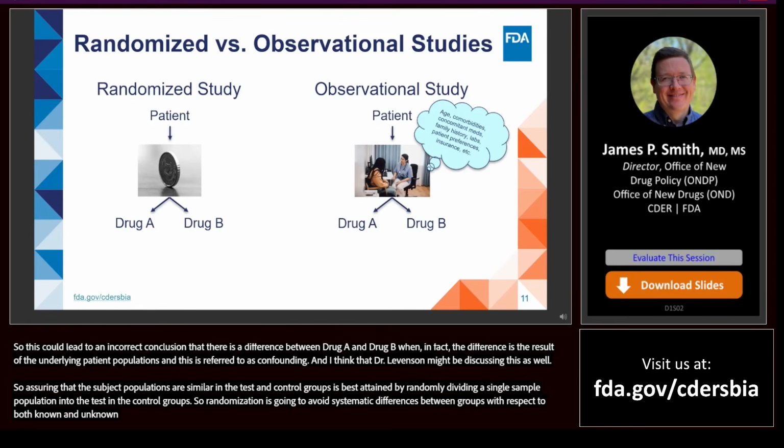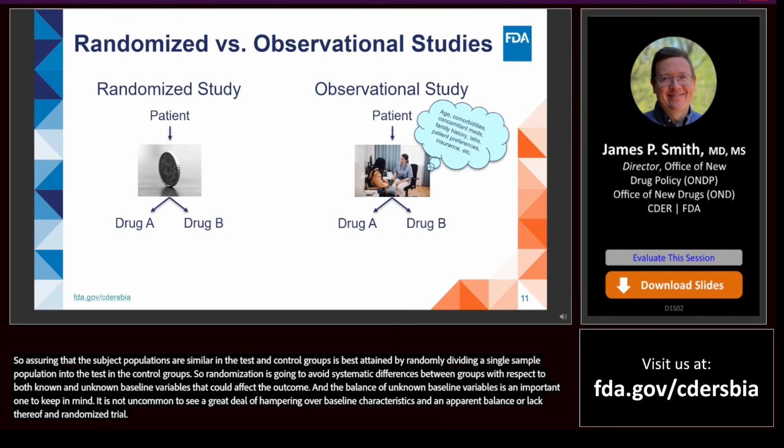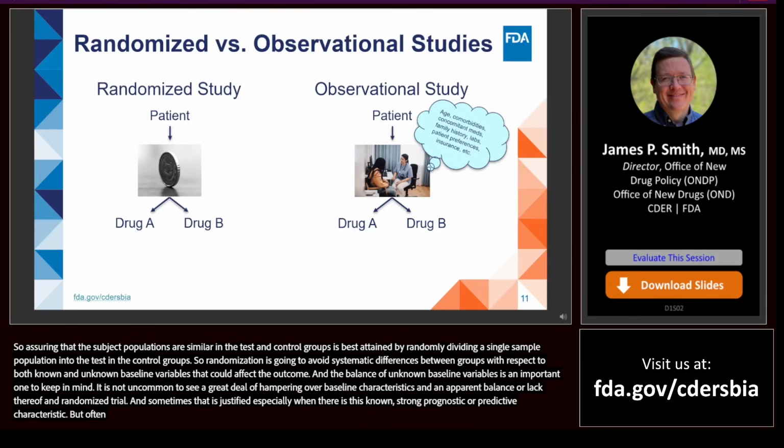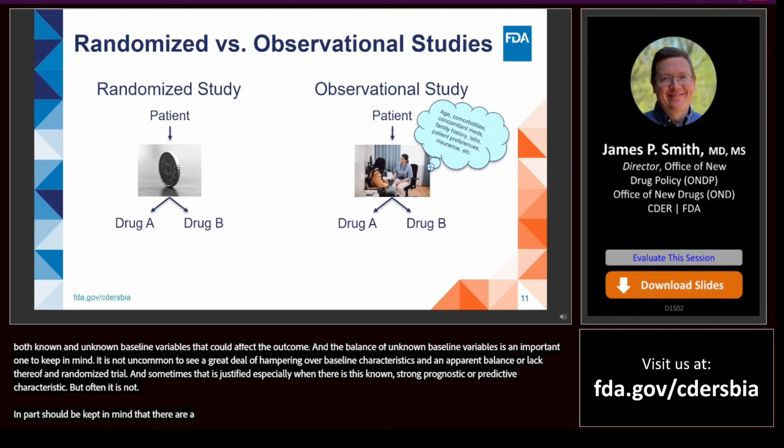It's not uncommon to see a great deal of hand-wringing over various baseline characteristics and their apparent balance or lack thereof in a randomized trial. And sometimes that is justified, especially when there's a known strong prognostic or predictive characteristic. But often it's not. In part, it should be kept in mind that there are a very, very large number of unmeasured baseline characteristics, and we have zero idea about their balance, or lack thereof, because we have no idea what they, or their values, are.